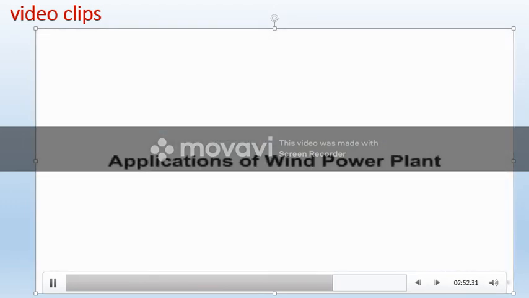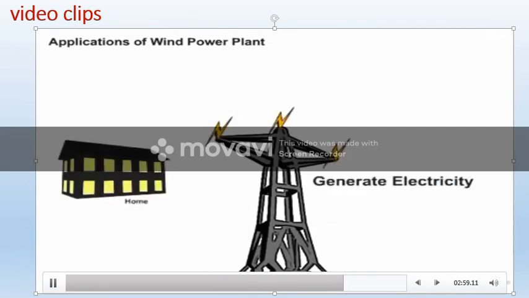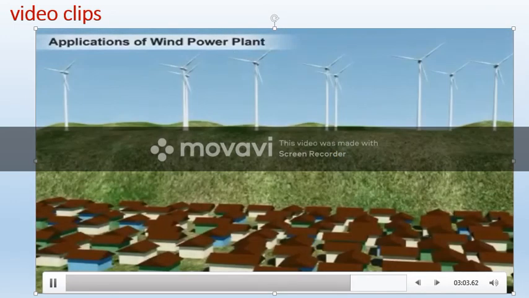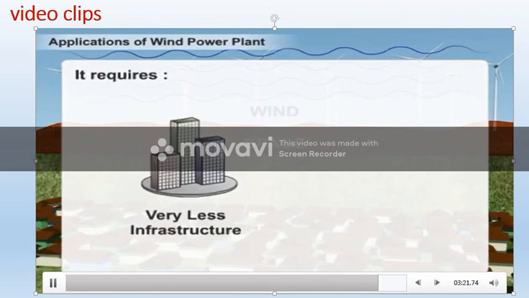Applications of wind power plant. The application of a wind power plant is to generate electricity. This electricity can be used for many purposes. This electricity can be provided to rural areas where there is a shortage of power supply or no power supply at all. It is easy to establish a wind power plant in rural areas because free wind and space are readily available, and it requires very little infrastructure and cost.